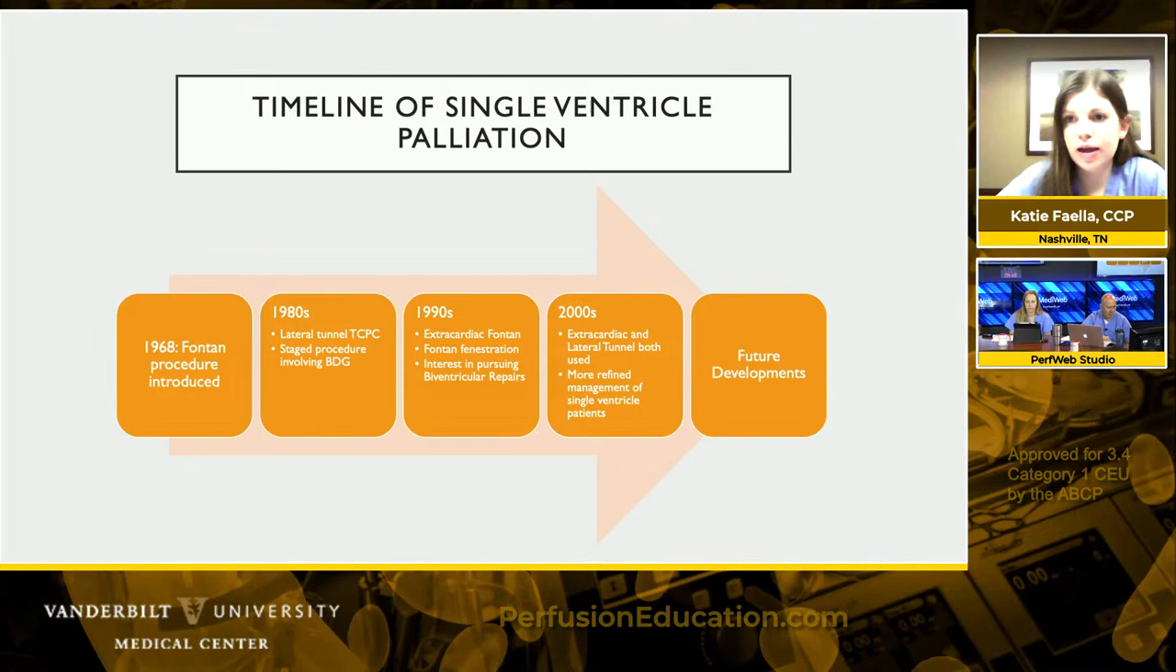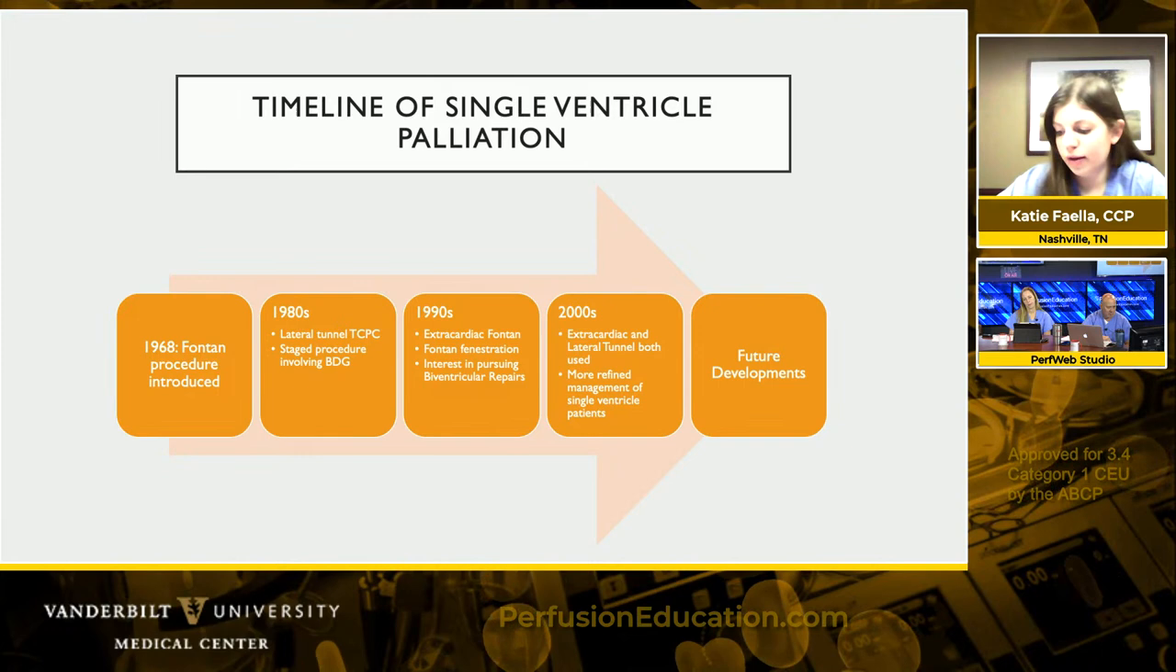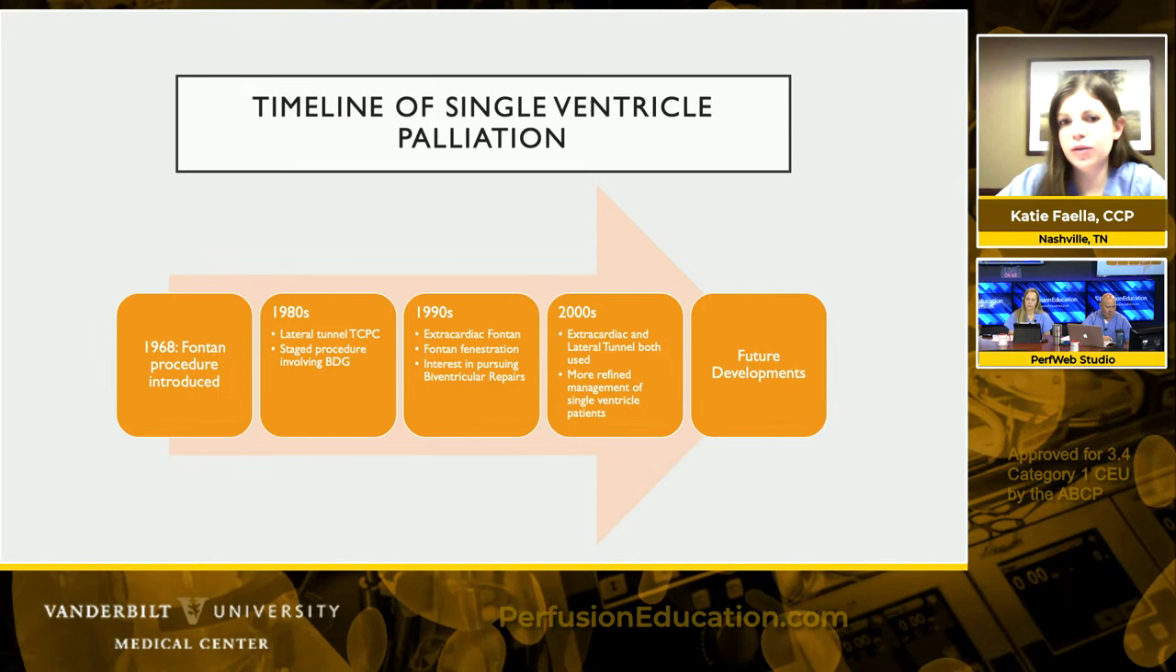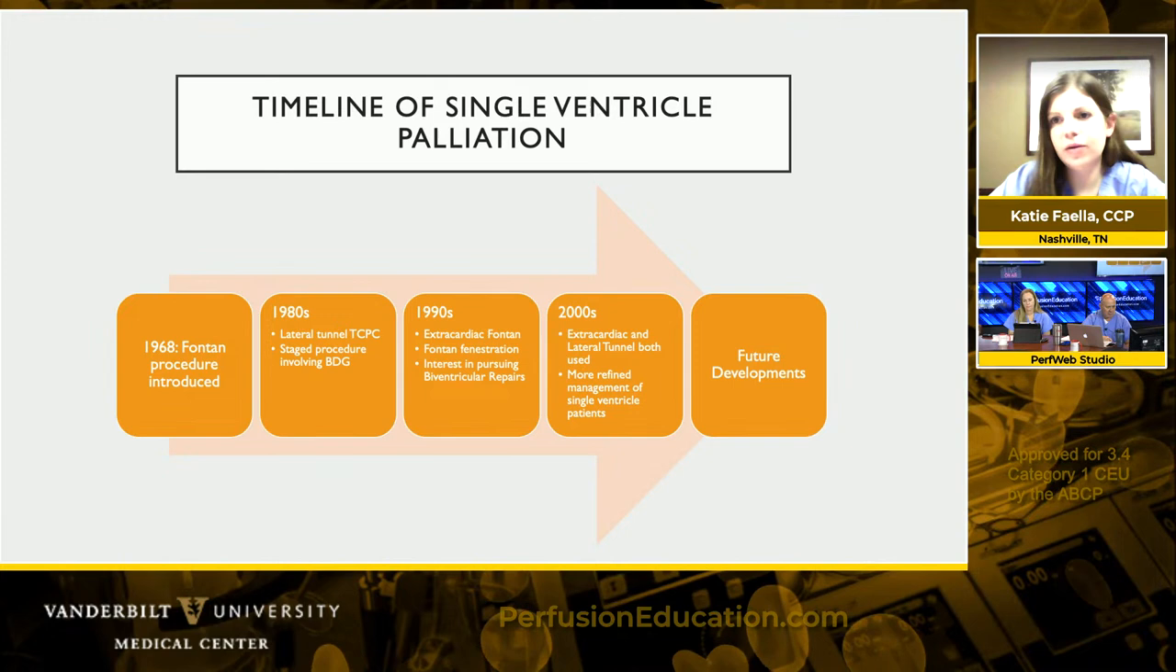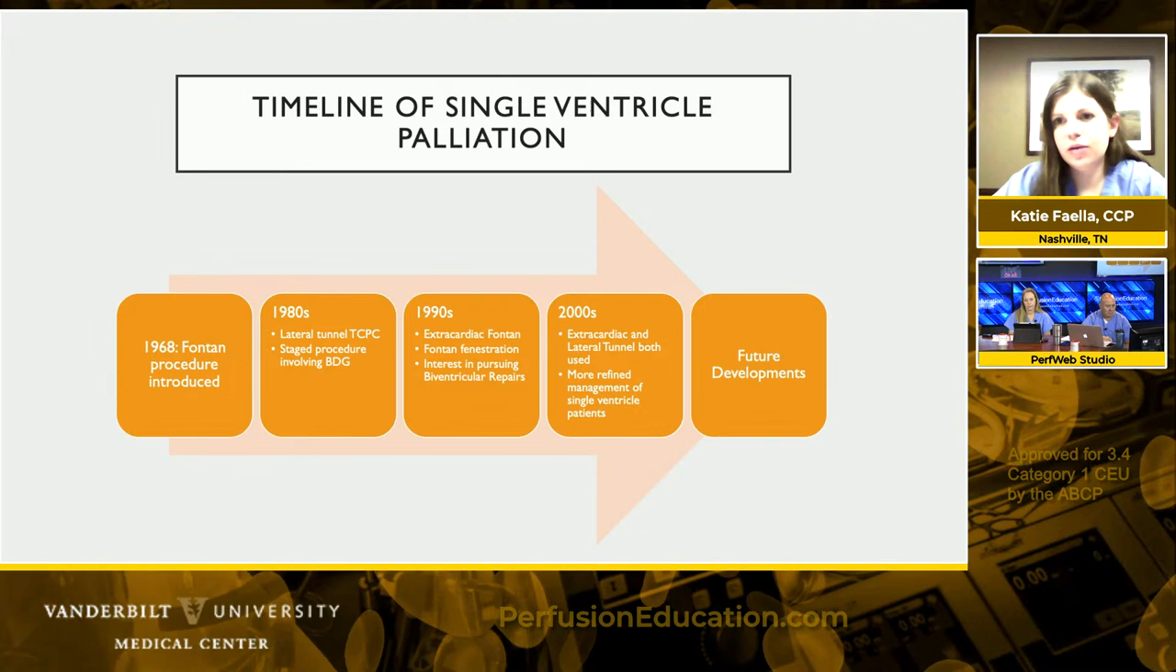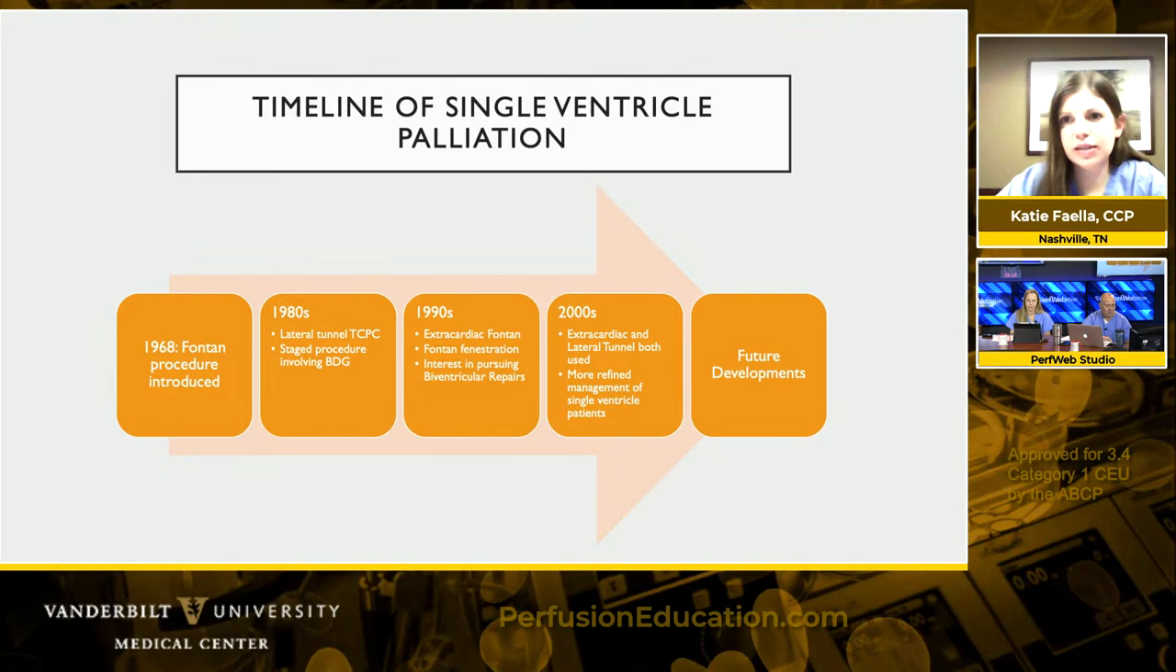That interest really came about because there were some poor outcomes following Fontan. Some of them had to do with poor preparation of the patients before the Fontan. It was uncertain how best to medically prepare them for the surgeries. Elevated pulmonary pressures, protein-losing enteropathy, and cirrhosis were all complicating Fontan repairs.